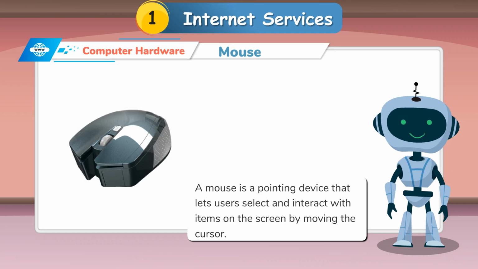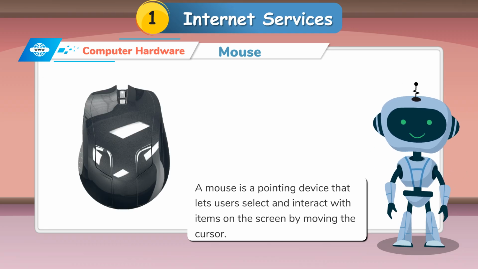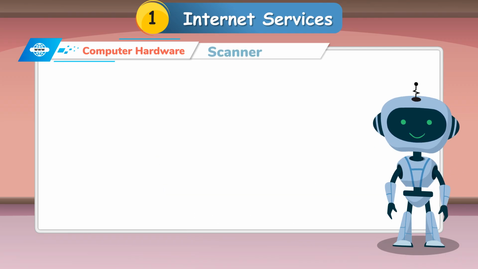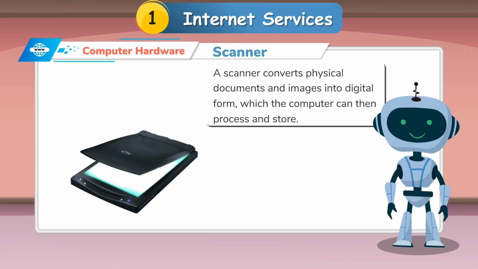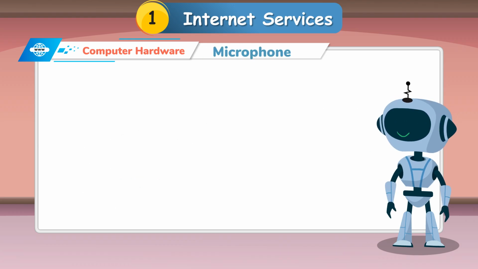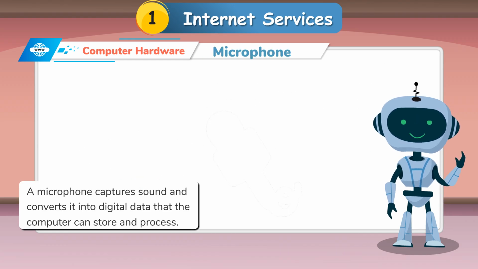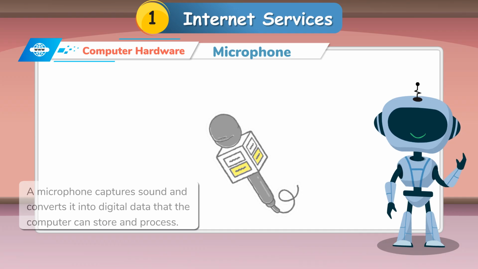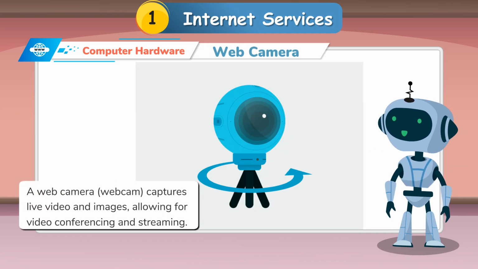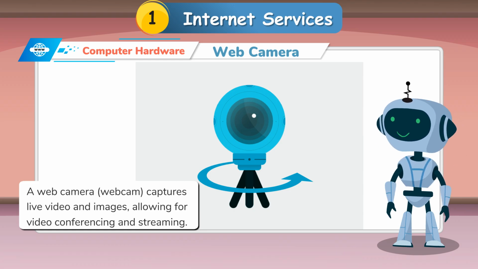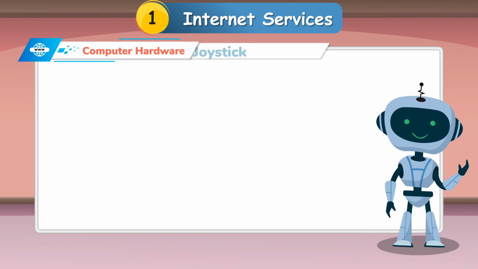Mouse. A mouse is a pointing device that lets users select and interact with items on the screen by moving the cursor. Scanner. A scanner converts physical documents and images into digital form, which the computer can then process and store. Microphone. A microphone captures sound and converts it into digital data that the computer can store and process. Web camera. A web camera captures live video and images, allowing for video conferencing and streaming.